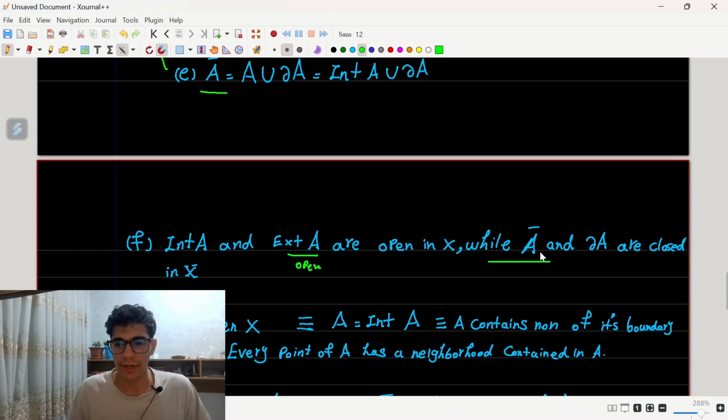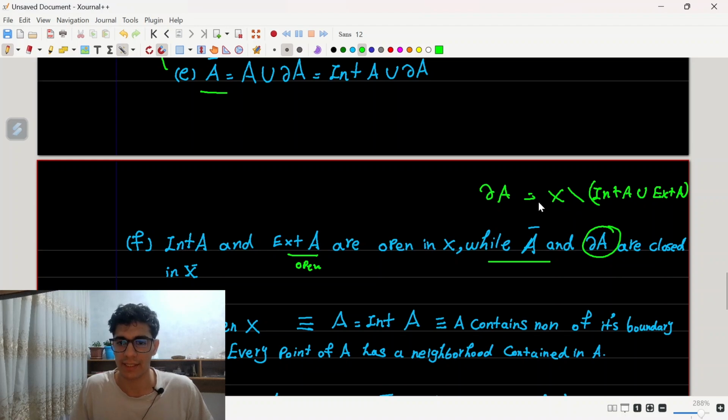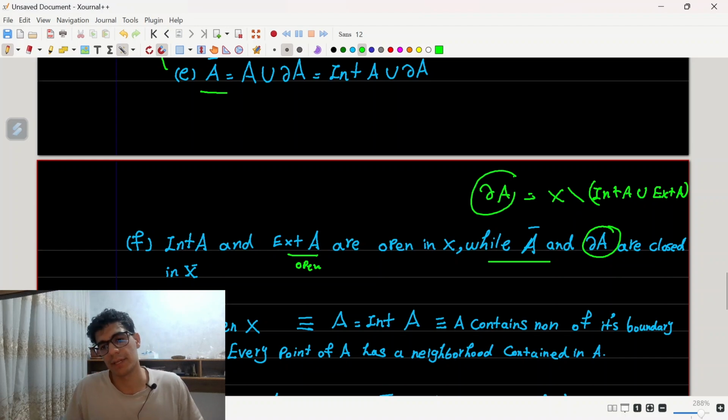Why is A bar closed? Well, because it's just the intersection of closed sets, and the intersection of closed sets is closed. And this was X subtracted by the interior of A union the exterior of A. So these two are open, so their union is open. So if we subtract this from X, then we get a closed set.